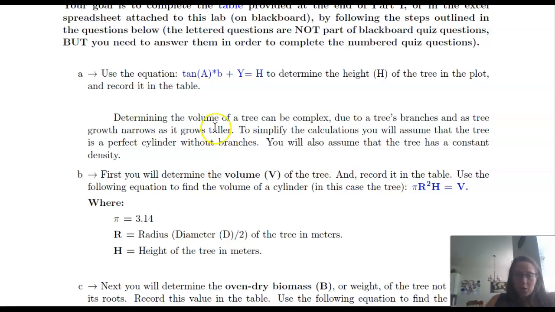You will also assume that the tree has a constant density, which is also not true depending on which part of the tree you are talking about. So in this case, we are making two assumptions: that the trees are basically cylinders, right? And the second one is that the density is the same throughout the whole tree. Now let's go ahead and pull up the table.